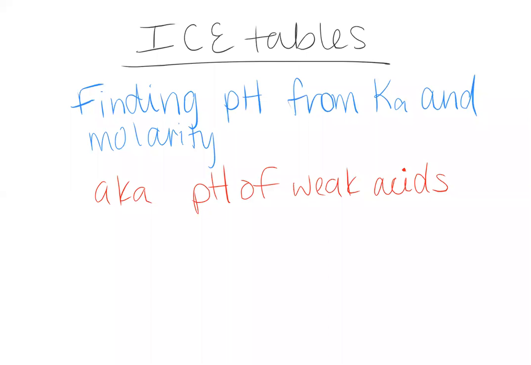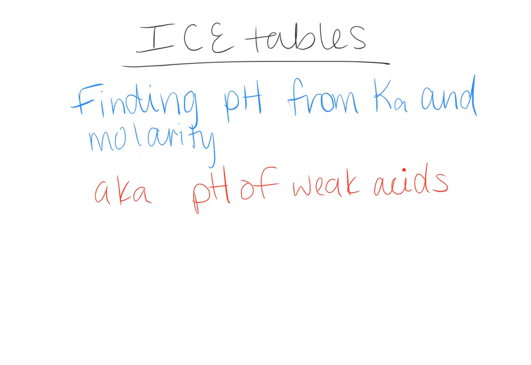Today's lesson is on ice tables. Specifically, we're going to be looking at problems dealing with the pH of weak acids. So how do we calculate the pH of a weak acid if we are given a Ka and a molarity of that acid?